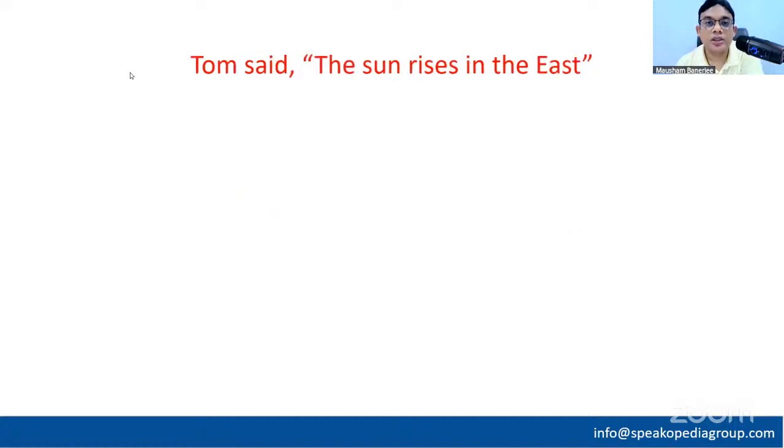Tom said the sun rises in the east. Now convert it into indirect speech. Okay. Now just remember this is a universal truth. The sun rises in the east is a universal truth. So how will you make it into indirect speech? Think it out.